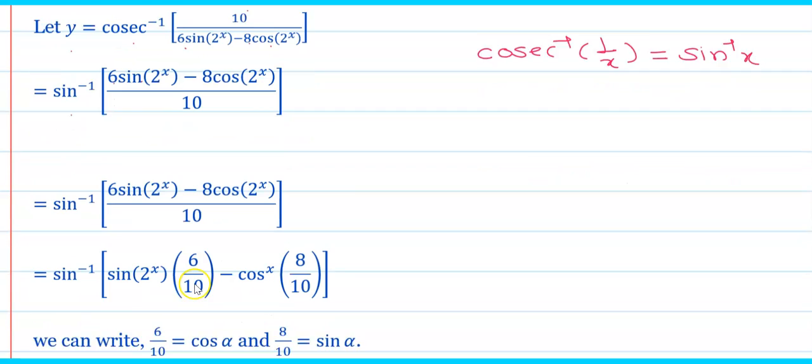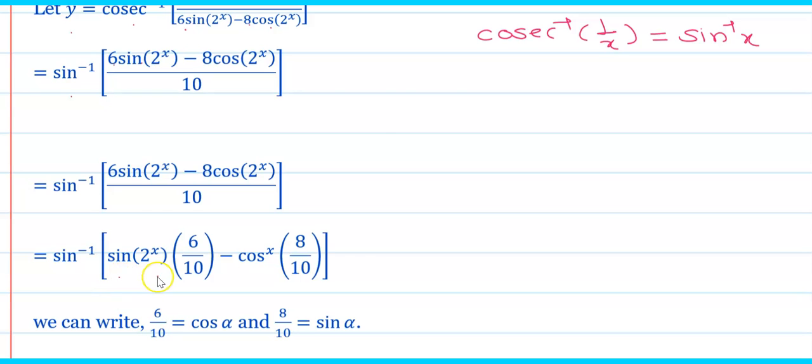sin inverse of (6 sin of 2 raised to x minus 8 cos of 2 raised to x) upon 10. Split up: sin of 2 raised to x into 6 upon 10 minus cos of 2 raised to x into 8 upon 10.